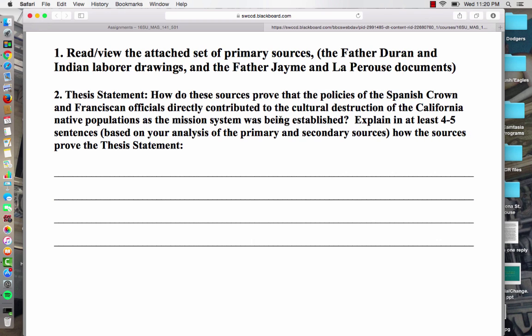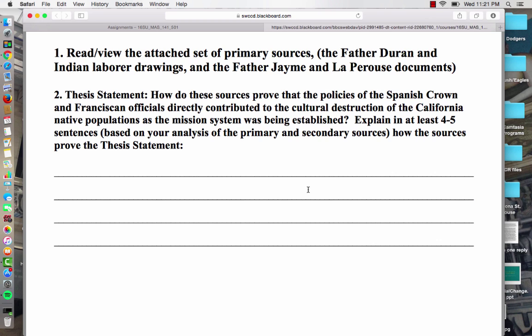What I'm asking you here is, how do these sources, and by sources I mean the four things I just showed you a few minutes ago, prove that the policies of the Spanish crown, of course the Spanish Empire, during the latter part of the 18th century, with King Carlos, King Charles, as the main guy at this time in the second half of the 18th century, how do these sources prove that the policies of the Spanish crown and Franciscan officials directly contributed to the cultural destruction of the California native populations as the mission system was being established?